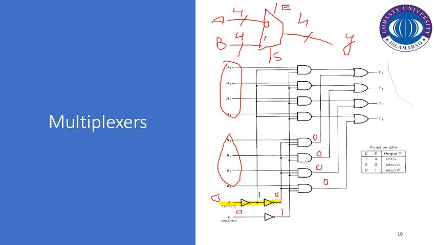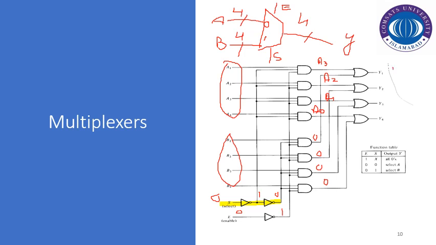So here now in this case, when S is 0, these set of gates are enabled. Now we'll get here A3, A2, A1 and A0. Whatsoever the value of A3, A2, A1 and A0 is, that is being forwarded here. So one of the inputs of these four OR gates are A3, A2, A1, A0, and the remaining inputs are 0, 0, 0, 0.